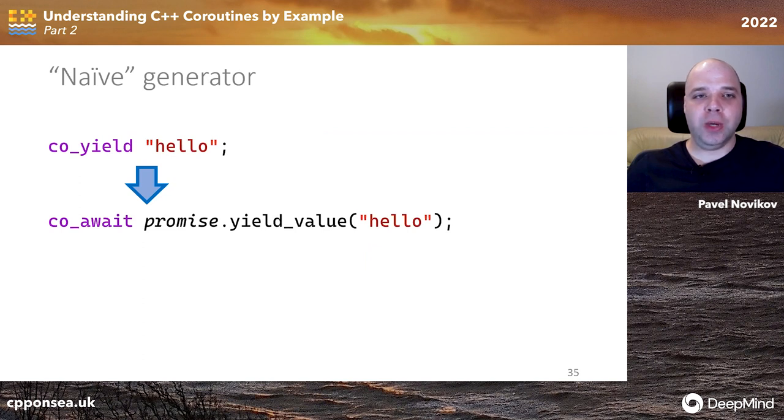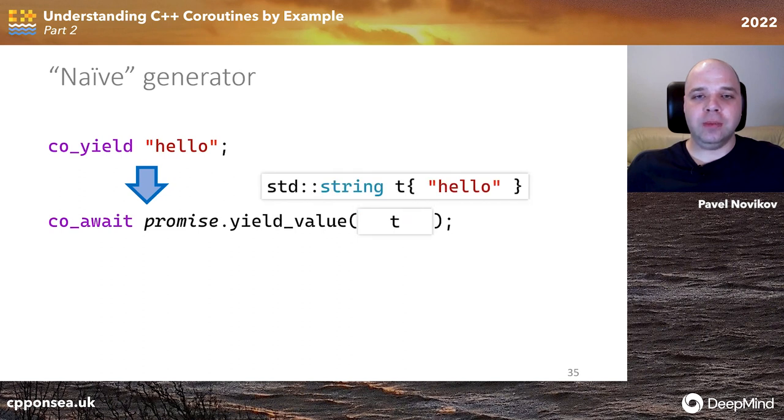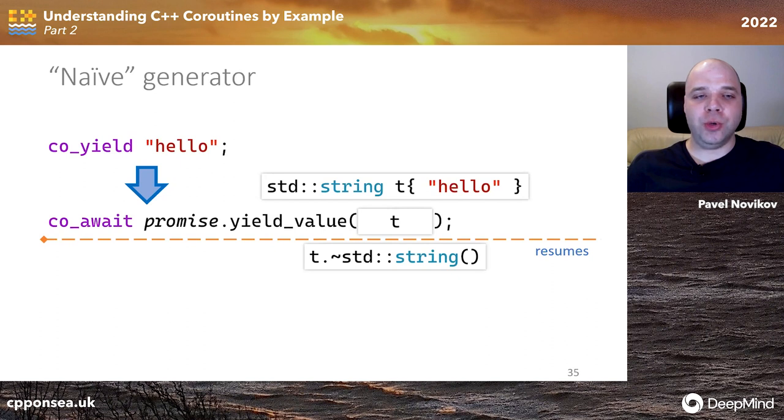So in this case, when we have a string literal, what happens is we have a temporary object that is constructed from the string literal. A reference to that temporary object is passed to the yield value call. Then the coroutine is suspended. Then at some point the coroutine resumes, and only after the coroutine resumes, that temporary object is destroyed as part of the call wait, as part of the statement in which basically the co-yield expression is executed.